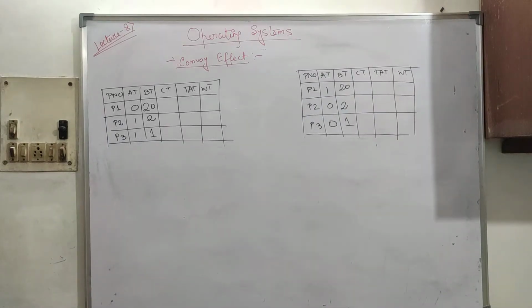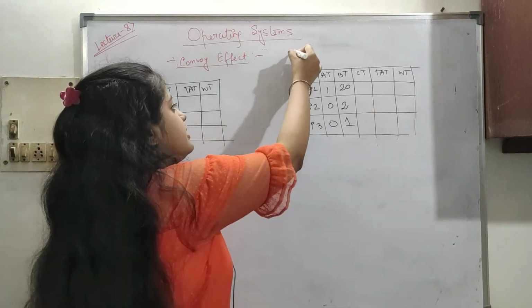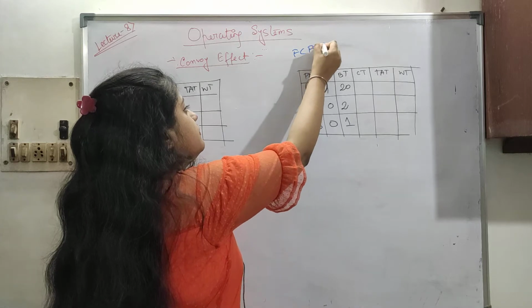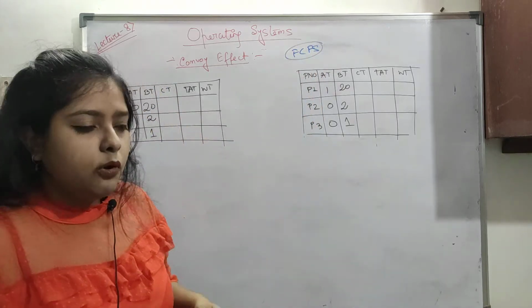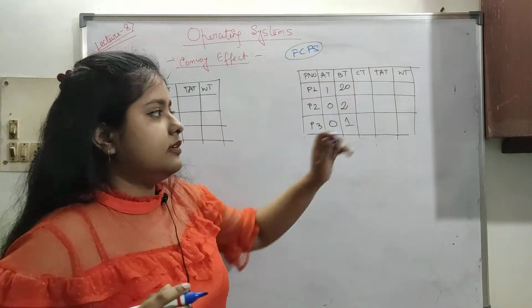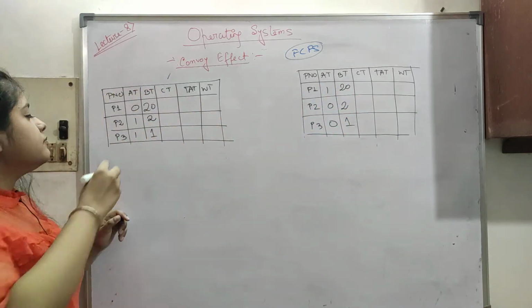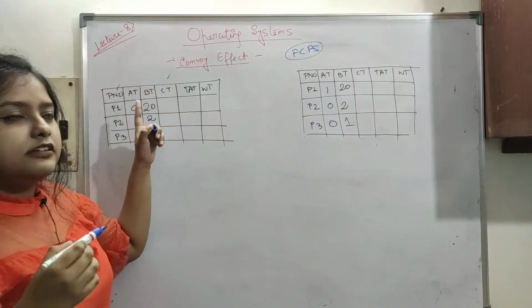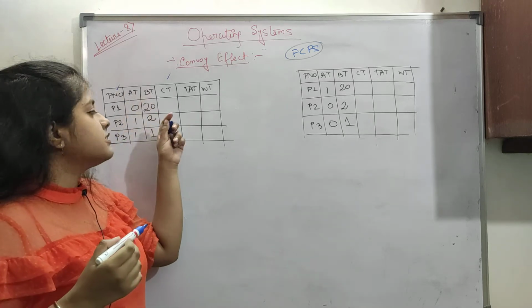Now we have seen FCFS, right? So now we will see why there is a certain problem in FCFS. Let's see this example. In this example, process number is given, arrival time is given, burst time is given, so we have to calculate all these three.